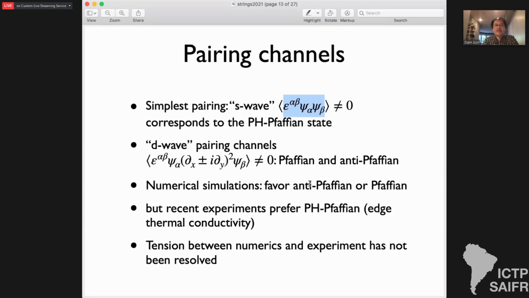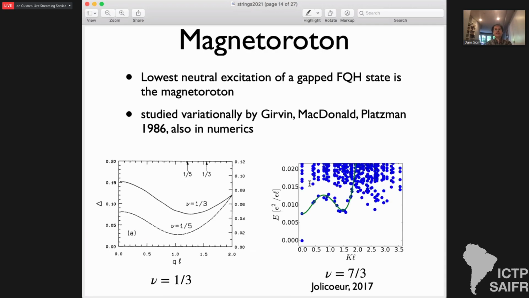So let me go to the second topic, which is the so-called magnetoroton. Consider a gapped fractional quantum Hall state, like the ν = 1/3 state. And one can ask, what is the lowest neutral excitation? Why are we interested in a neutral instead of a charged excitation? That's because we are living in a finite magnetic field. A neutral excitation can have finite momentum, and we can talk about the dispersion relation of that excitation.